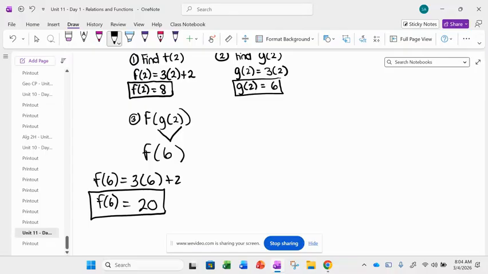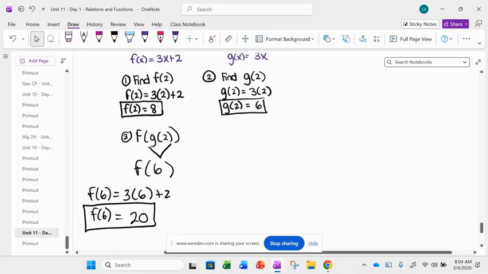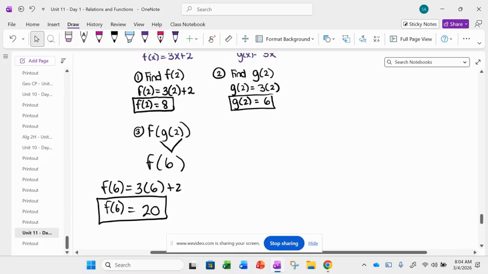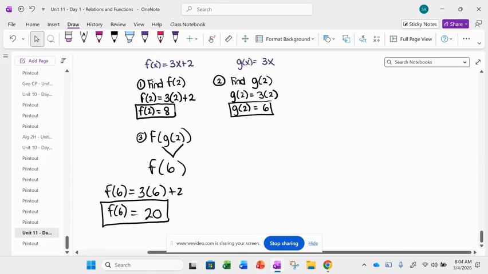Again, what does this mean? On the graph f of x, the point 6 comma 20 exists on that graph. All right, you guys do this one. Actually, I'll do this one with you. You could do the next one by yourself.